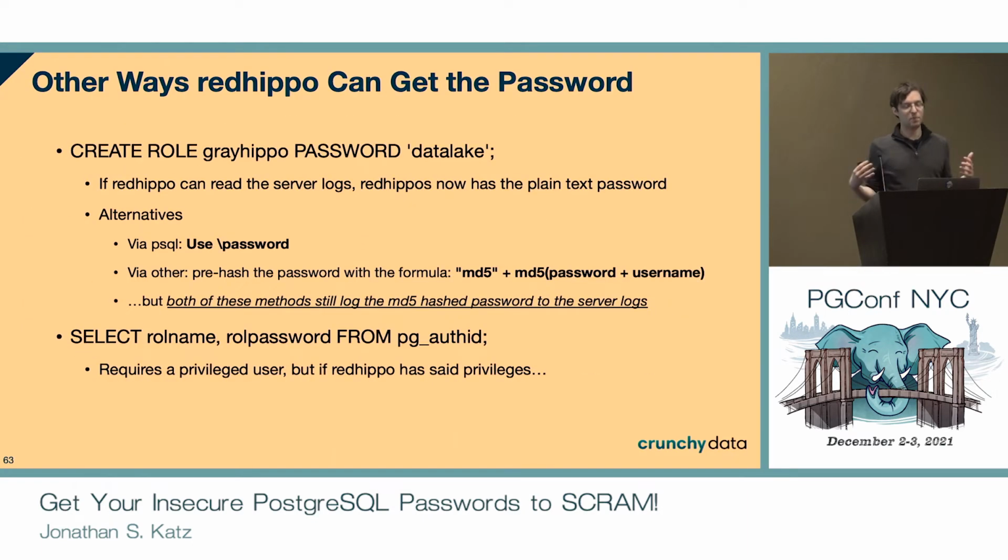So it's just like in the MD5 protocol, it's just slightly better. And if you have enough privileges, you can just get the password from PGAuth ID, which is the catalog view that shows user account information, passwords, and certain privileges. It does require you to be a privileged user, but if you're a privileged user, you can then pretend to be other users or pretend to be other privileged users.